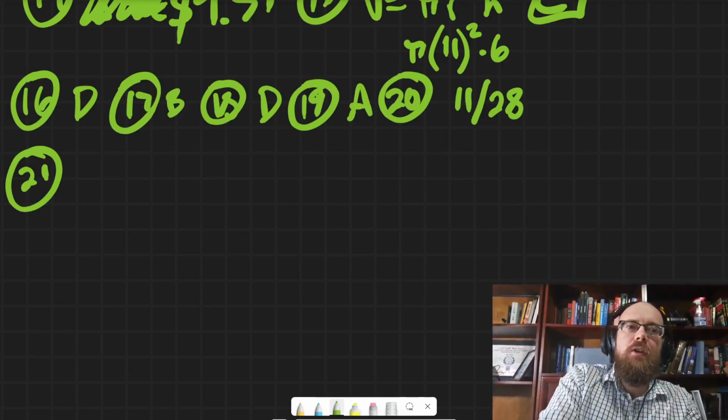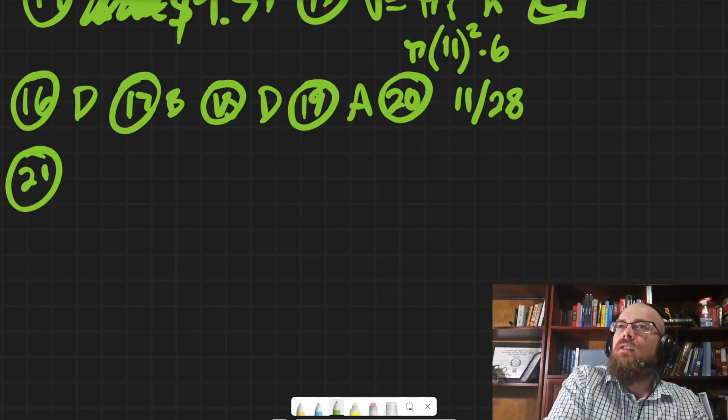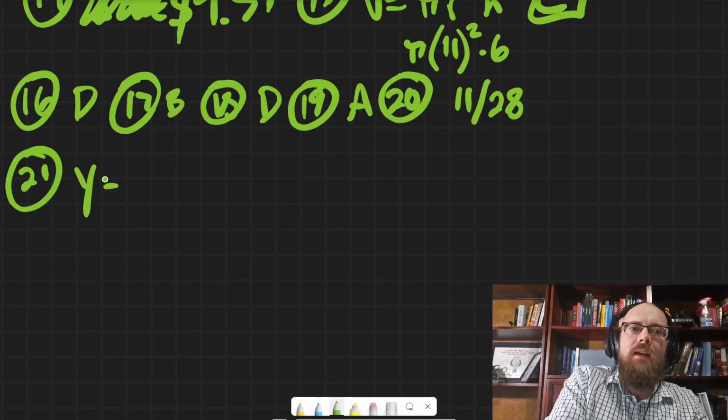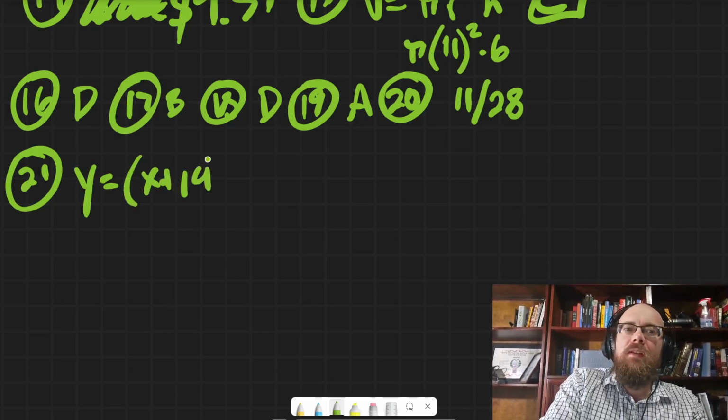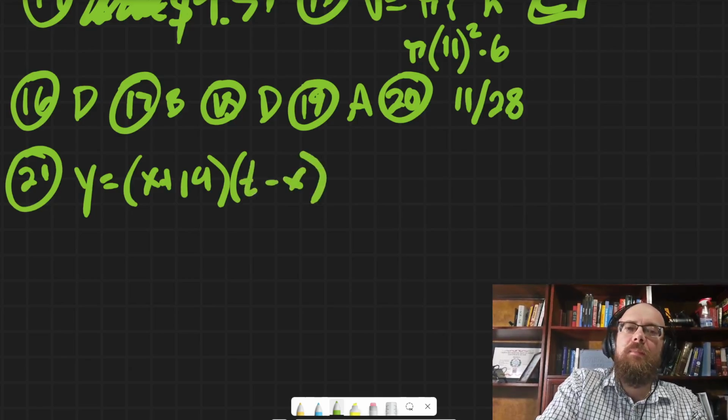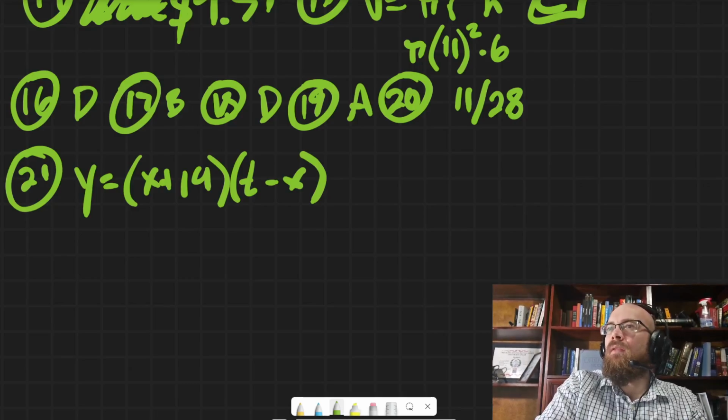Weird. All right, so g is y, so y is equal to x plus 14 t minus x. So that's like an intercept. Well then, I guess wouldn't it have to be? I guess it would just be 24 then.